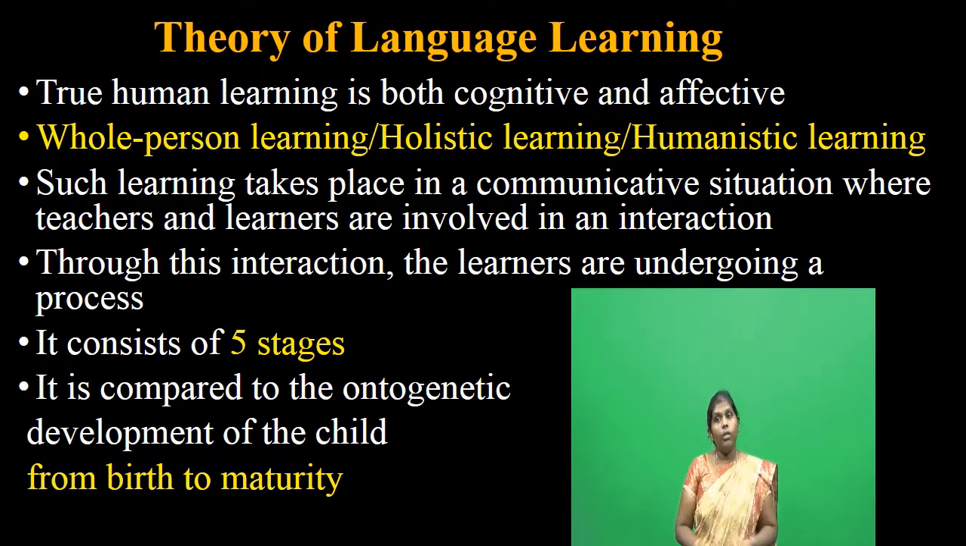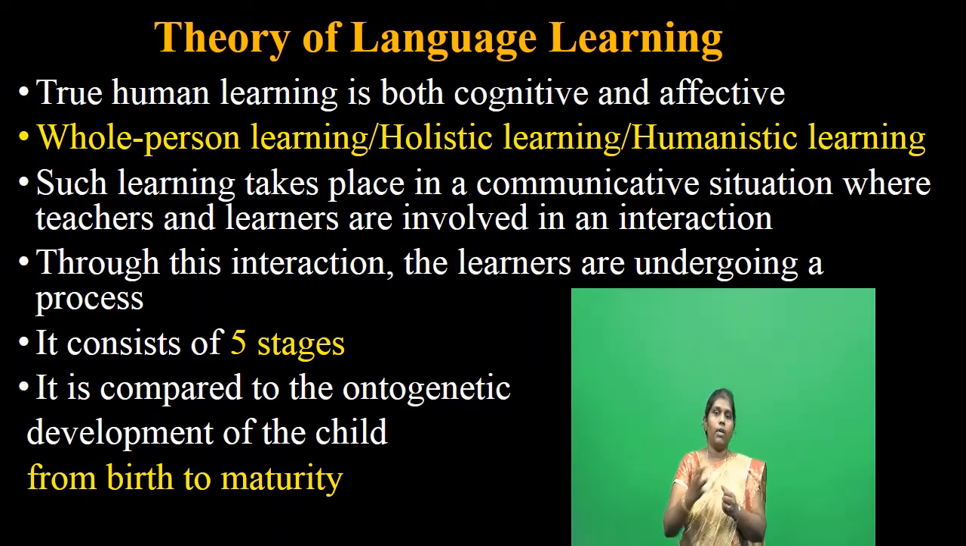So through interaction only, the learners will become a kind of whole person. A humanistic view of learning will take place. So as it said, it consists of 5 stages, and remember, these 5 stages will be a kind of overlapping with the 5 stages that we have seen in the theory of language learning.